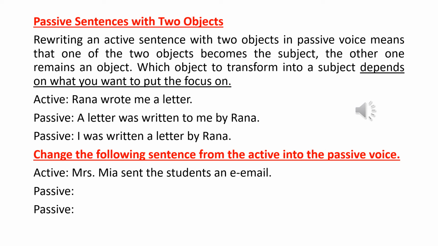If you take the grammatical structure of the sentence into consideration, Rana is the subject, wrote is the verb in the past tense, me is the indirect object. What did Rana write me? A letter. A letter is the direct object. If you want to put the focus on the letter itself, you can begin your passive sentence with, a letter was written to me by Rana. If you want to put the focus on yourself, you can start the passive sentence with, I was written a letter by Rana.